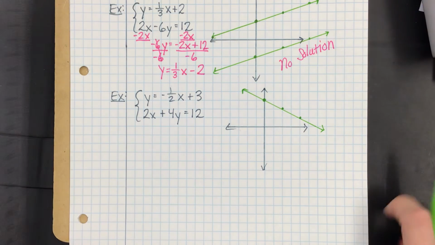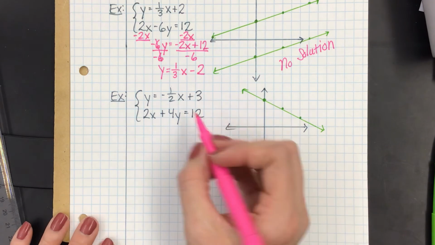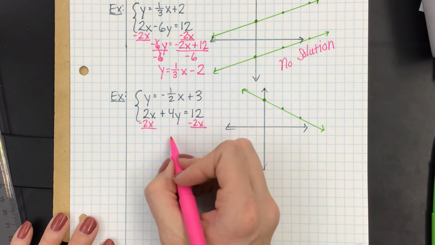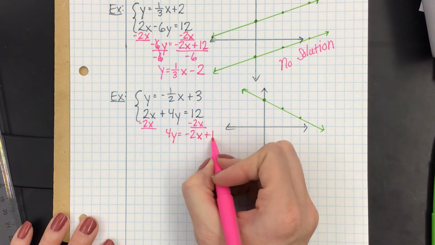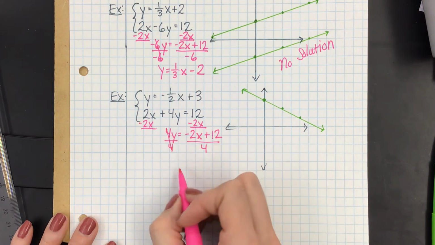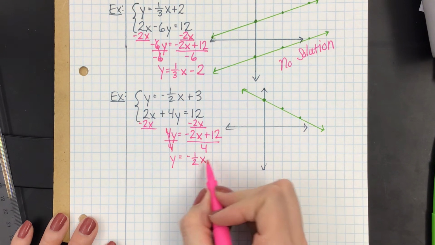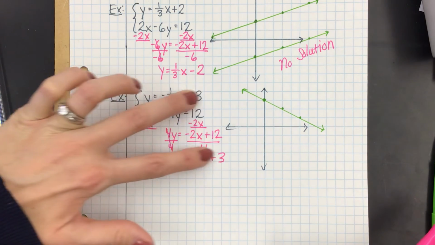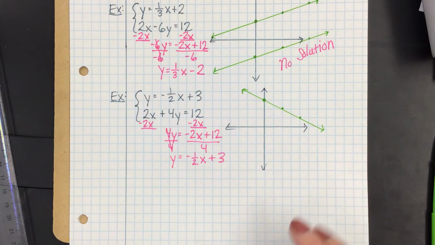Now I'm going to go back to that second equation, and I need to solve for y before I can graph this. I'm going to subtract 2x from both sides. I'm left with 4y is equal to -2x plus 12. Divide both sides by 4, and you get that y is equal to -1/2 x plus 3. Looking at these two equations, they are exactly the same. They have the same slope and same y-intercept, which means that they are the exact same line.